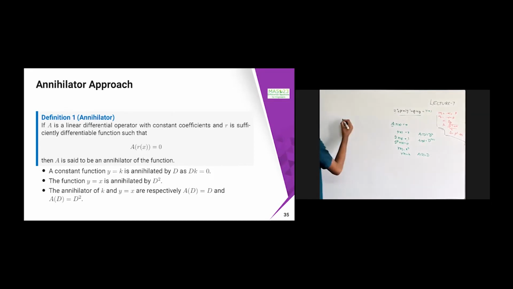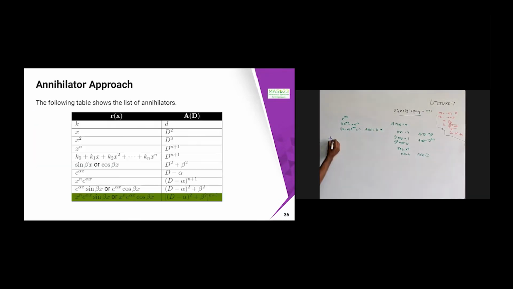Now suppose I take e power alpha x. If I take D of e power alpha x, that is going to become alpha e power alpha x. Now if I apply D minus alpha on e power alpha x, then this is going to be 0. So in this case, I can write A of D is equal to D minus alpha.